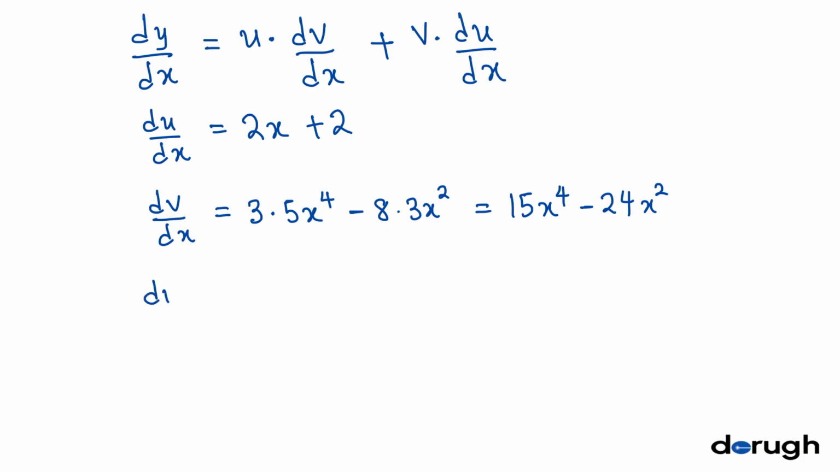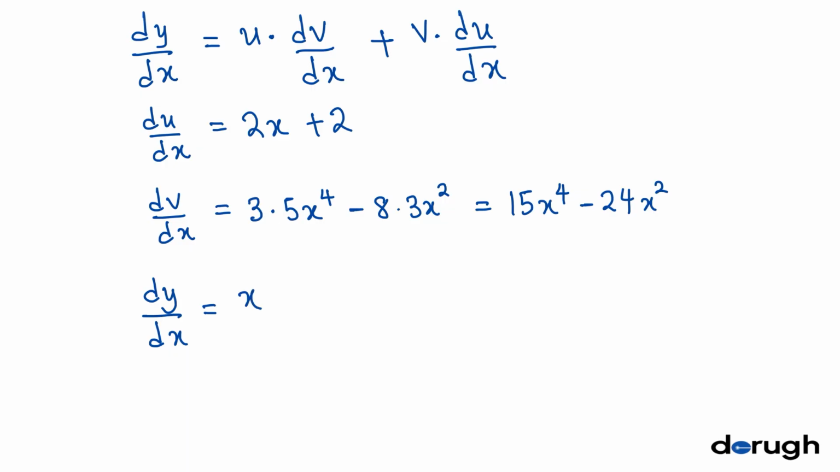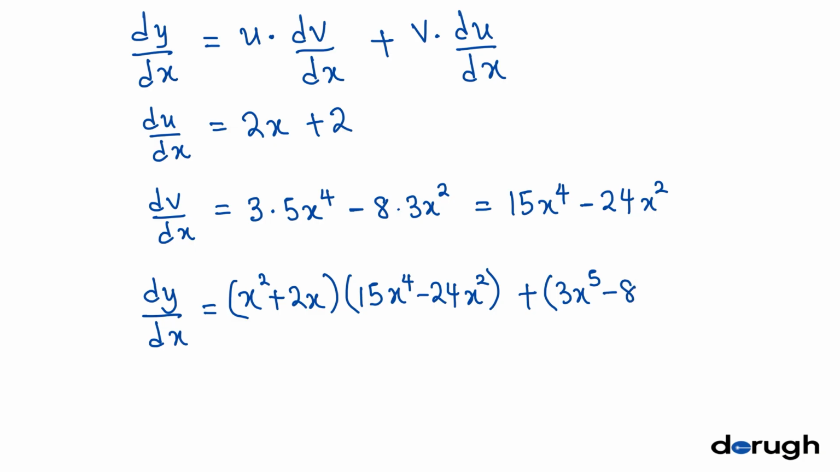So putting that all together, dy dx would be u, which is x squared plus 2x, multiplied by 15x power 4 minus 24x squared, which is our dv dx, plus v, which is 3x power 5 minus 8x power 3, multiplied by du dx, which is 2x plus 2. Let's expand this bracket.